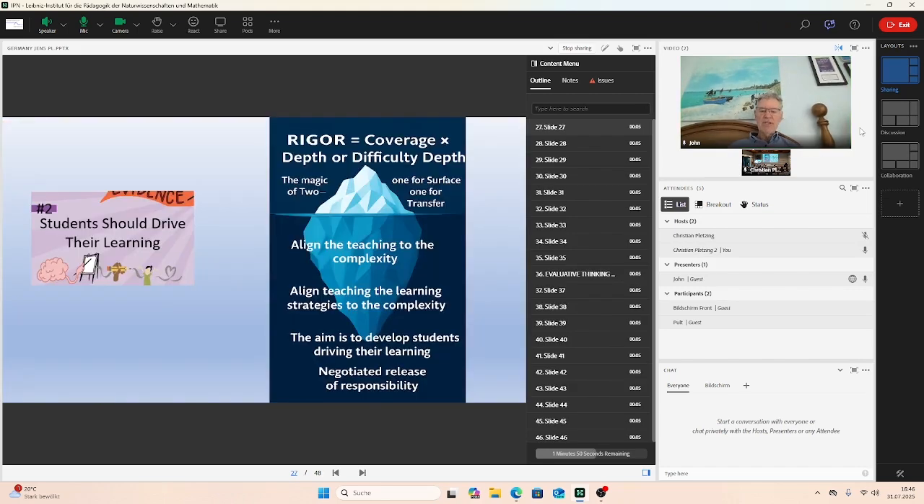So what's the message from this one? We want two. We want surface and we want deep. We need to align the teaching. We need to align the learning strategies to the surface and the deep. And the aim is to develop students driving their learning, and that's going to require us to release our responsibility.